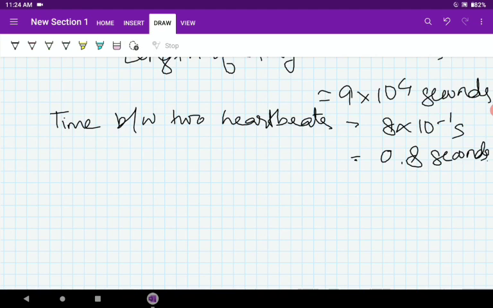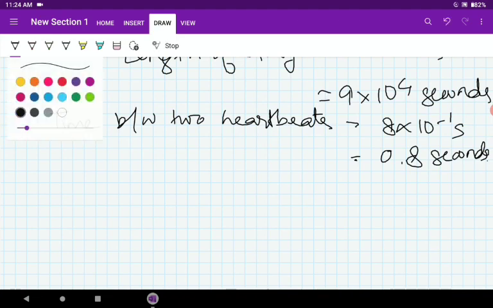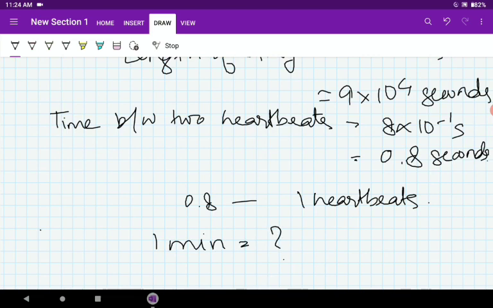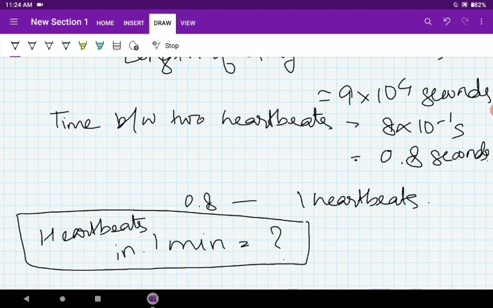If it takes 0.8 seconds for one heartbeat, then what is the number of heartbeats in 1 minute? Please comment below the answer. I'll be waiting for your answer in the comment box. Please comment how many heartbeats. If the time between two heartbeats is 0.8 seconds, what is the number of heartbeats in 1 minute?